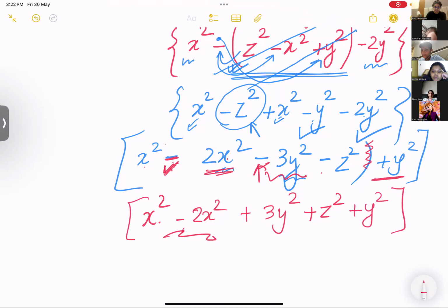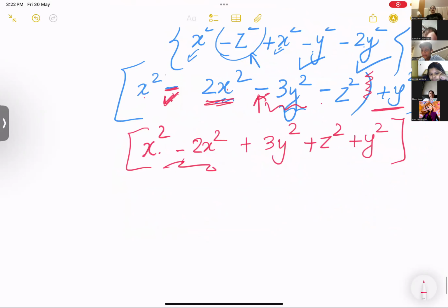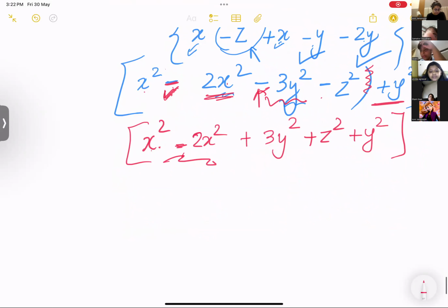Now, let's solve this bracket. Give me the answer. X square minus 2x square becomes? 3x square. No. Sorry. Ma'am, it would be x square minus x square. Grahil, answer. X square minus 2x square is minus x square. Yes, Ekam. Correct. Next.